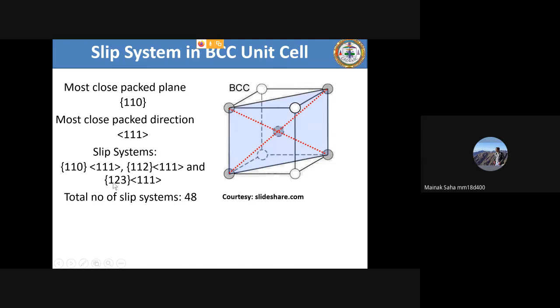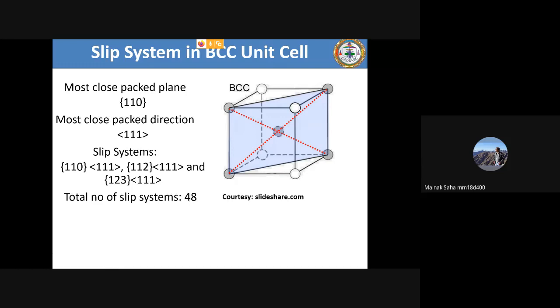If you have different combinations of these numbers, permutation into simple combination, you find 6 into 4, that is 24. I made a small mistake: there are basically a total of 6 planes available, and with this combination you have 6 into 4 slip systems, meaning 24 slip systems, meaning 12 plus 12 plus 24 is 48. Total 48 slip systems you have in BCC.